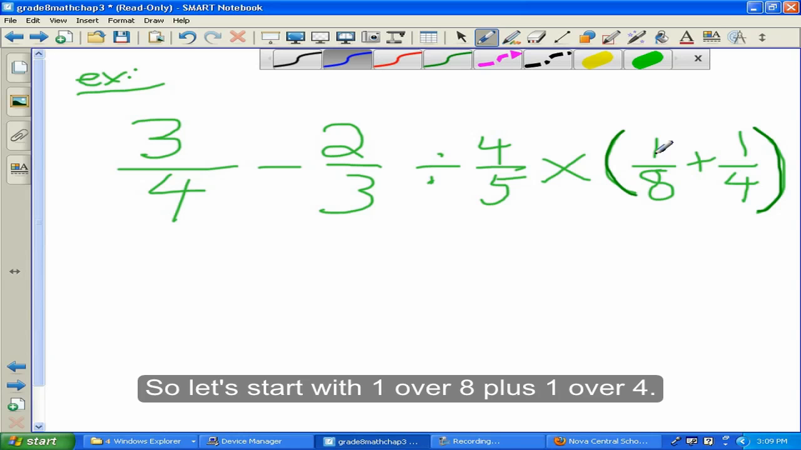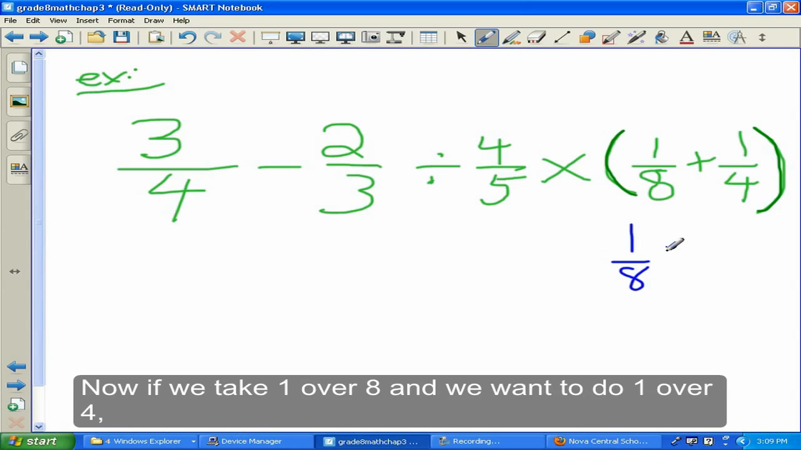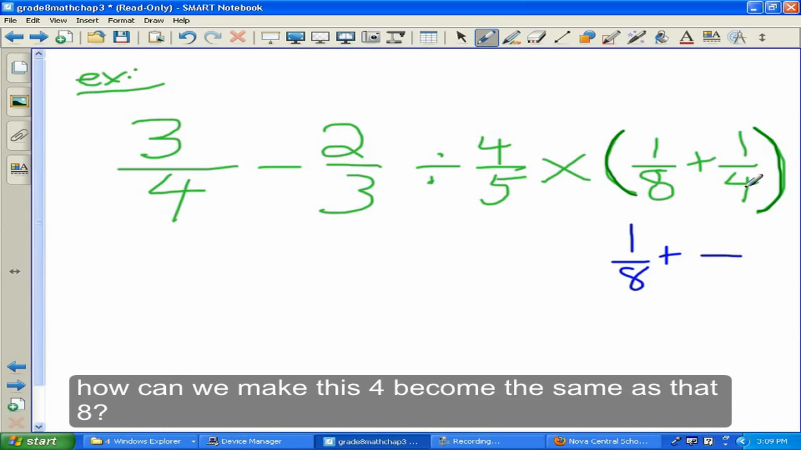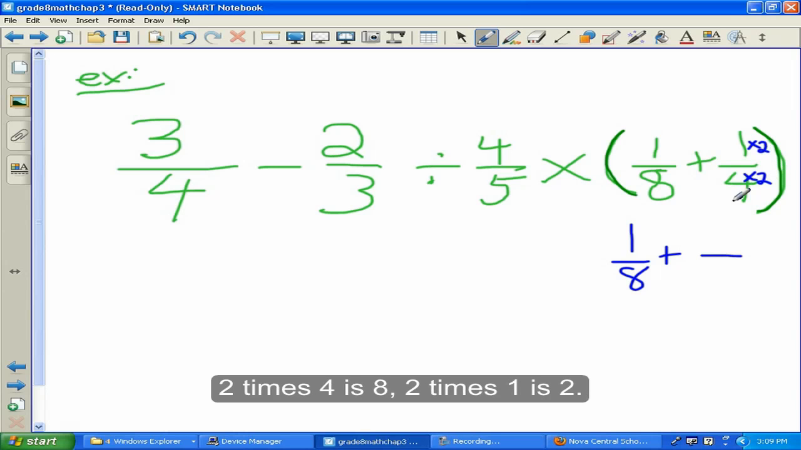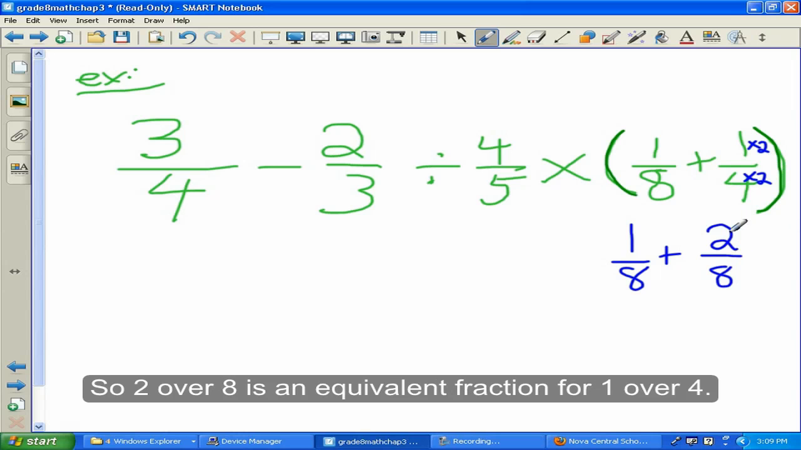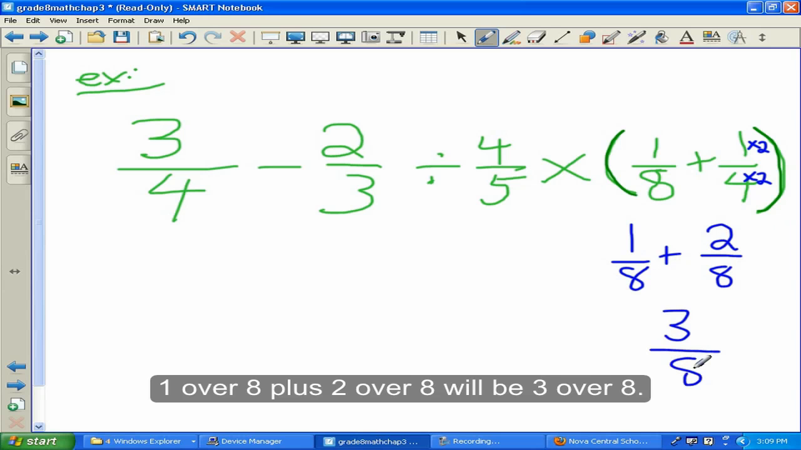So let's start with 1 over 8 plus 1 over 4. Now if we take 1 over 8 and we want to do 1 over 4, how can we make this 4 become the same as that 8? Well, if we times it by 2 and we times this by 2, 2 times 4 is 8. 2 times 1 is 2. So 2 over 8 is an equivalent fraction for 1 over 4. Now we can add them together. 1 over 8 plus 2 over 8 will be 3 over 8.